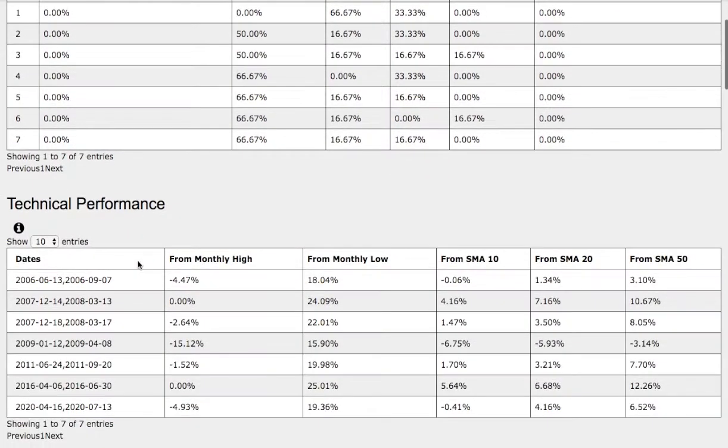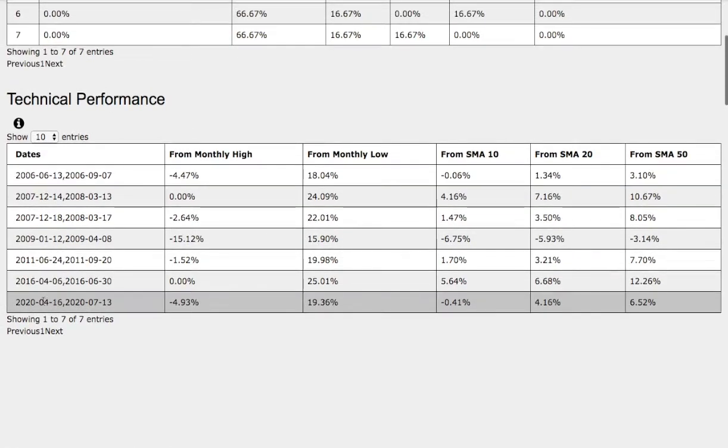If we examine closer on the technical performance of each trend, on the current trend, we're down 5% from monthly high, up 19% from monthly low, down 41 basis points from 10 simple moving average, up 4% from 20-day simple moving average, and up 6.5% from 50-day simple moving average. Compare that to the trend that we just found. The only technical difference is the 10 simple moving average. Back then it was up 1.5%. Compare that to the current trend, which is down 4.1%, or 41 basis points. So do keep that in consideration. There are some technical differences among the two trends.